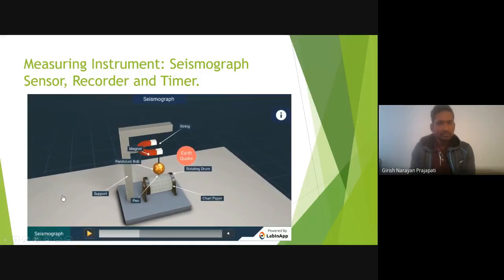The seismograph generally consists of a string, a magnet, a pendulum bob, a rotating drum, a pen attached to the pendulum bob, a support, and chart paper. Here the pendulum bob, string, magnet, and support are called our sensor. The pen and the graph paper or drum are called the recorder. And the motor which rotates the drum is our timer.